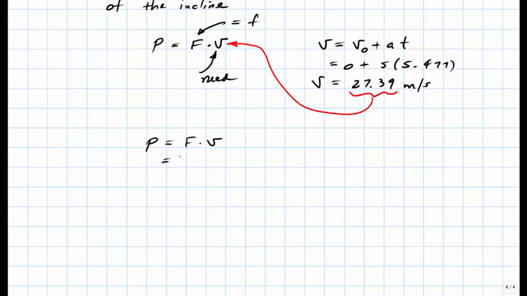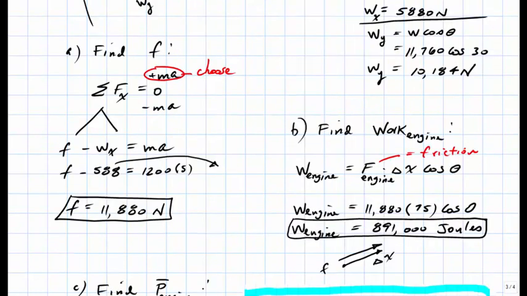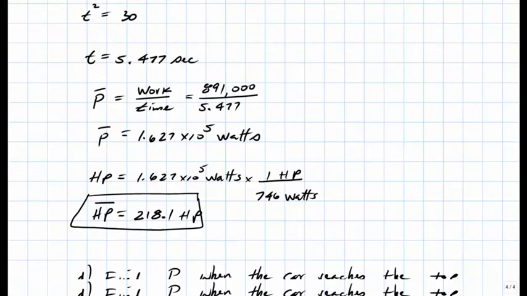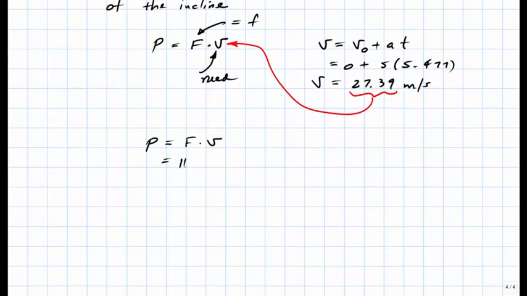The frictional force was equal to, here it is, 11,880 newtons. We'll multiply that by the velocity, which is 27.39. And if we multiply those two together, we obtain 3.253 times 10 to the 5th watts.